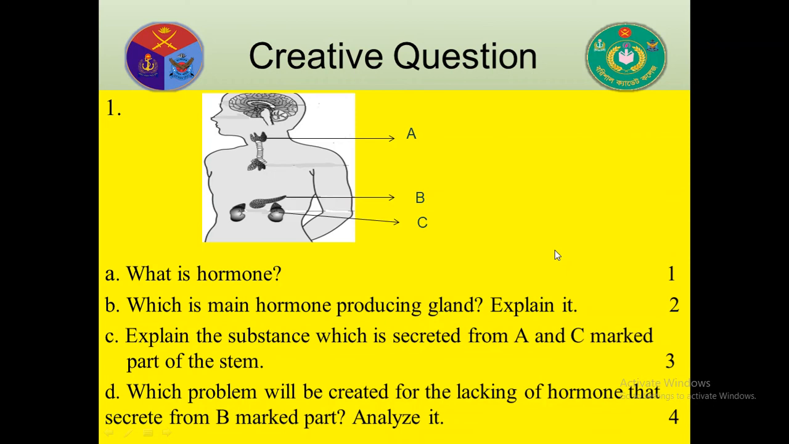Number D, which problem will be created by the lack of the hormone secreted from the B marked part? Analyze it. Look, the B marked part means the pancreas. So you have to analyze which hormone is secreted from here, and if the hormone is not secreted from this gland, then what happens. So you have to analyze this problem.